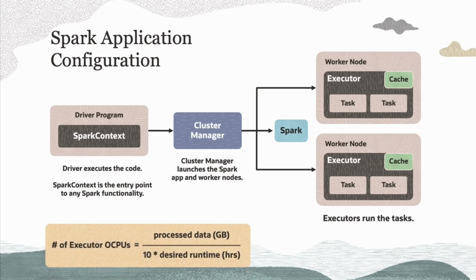When choosing the right number of executors, there are a few things to consider. The more data you have and the less time you allocate to process it, the more OCPUs you will need. For example, if you want to process 500 gigabytes of data in 10 hours, you will need around 5 executor OCPUs.